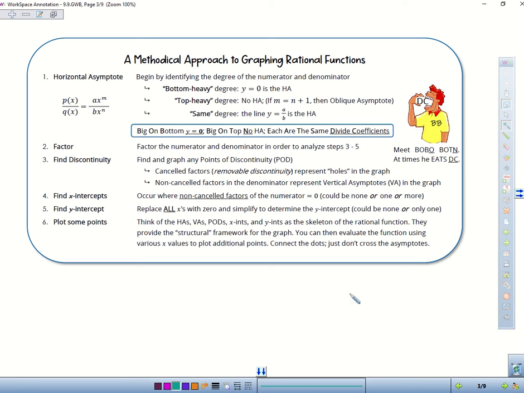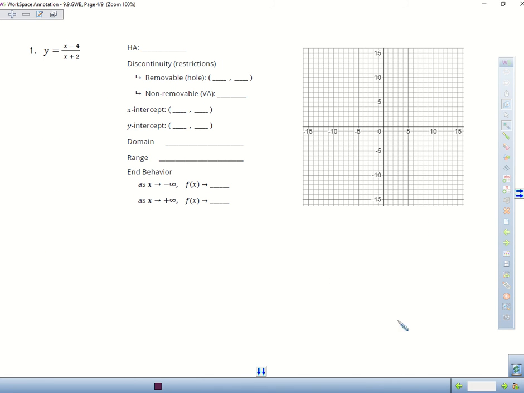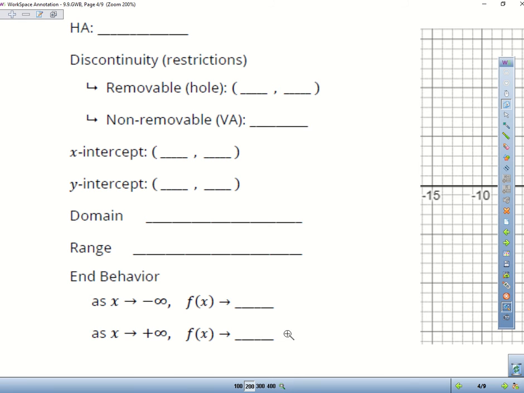So the methodological approach to graphing these, first you identify if it's bottom heavy, top heavy, or the same. Then you factor if necessary. And then you find any points of discontinuity, all right? And then from there, we start working with Desmos, okay? Oh, and our asymptotes if we have any, which are going to be found through those methods. So I'm going to zoom in here so we can take a closer look.